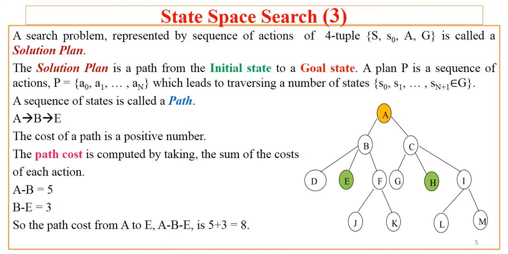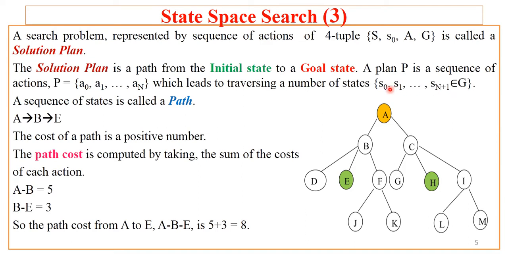Now we'll see the solution plan in detail. The solution plan is represented using a set of tuple, that is S, capital S, S naught, A and G, which we have already seen. Now the solution plan is a path from the initial state to the goal state. A plan P is a sequence of actions. So this plan P can also be represented as a set of actions A0, A1, A2 up to An, which leads to traversing a number of states S0, S1 up to Sn plus 1.